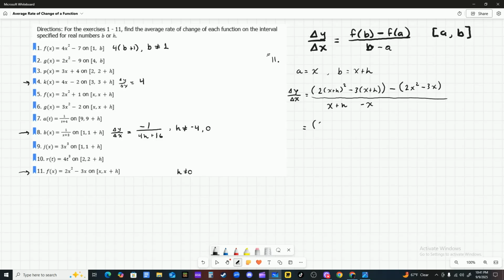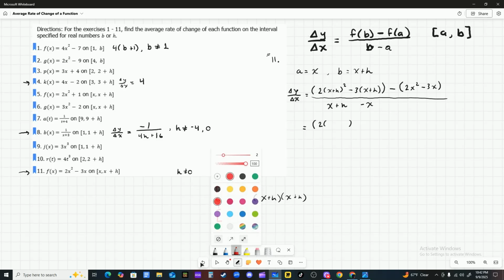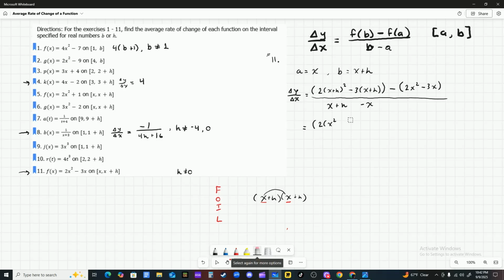So here we go. So 2 times, well, we have a binomial that's squared, so we're going to use the FOIL method. X plus h, x plus h. FOIL, first, outer, inner, last. So the first terms are the ones that show up first in the binomial. So x and x come first, right? So we have to multiply them. X times x is x squared. I'll give myself more room.